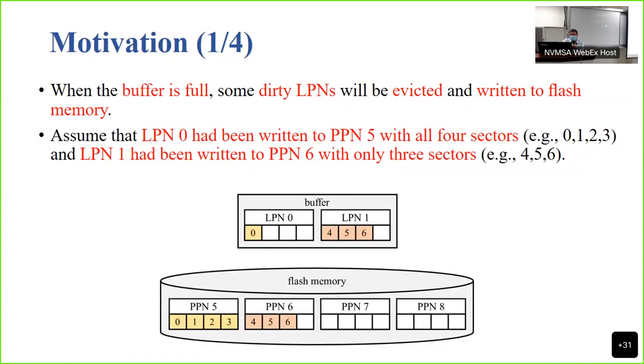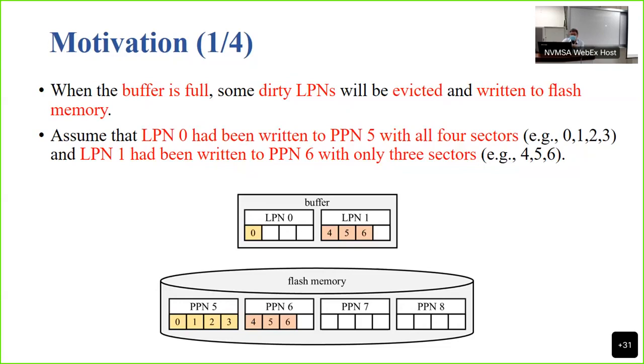Here, PPN5 means a physical page number with 4 sectors, and LPN1 had been written to PPN6 with only 3 sectors, because some logical pages are fully written, but some logical pages may be partially written. So here, PPN5 is fully written and PPN6 is partially written.